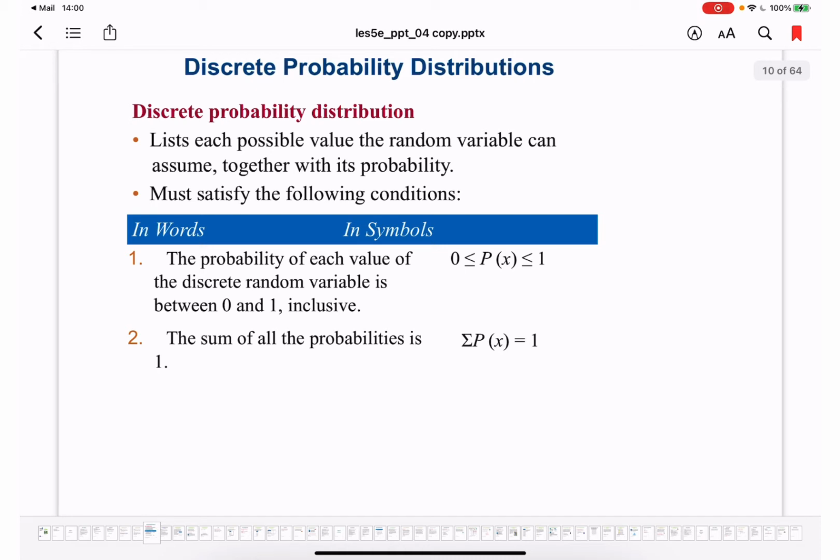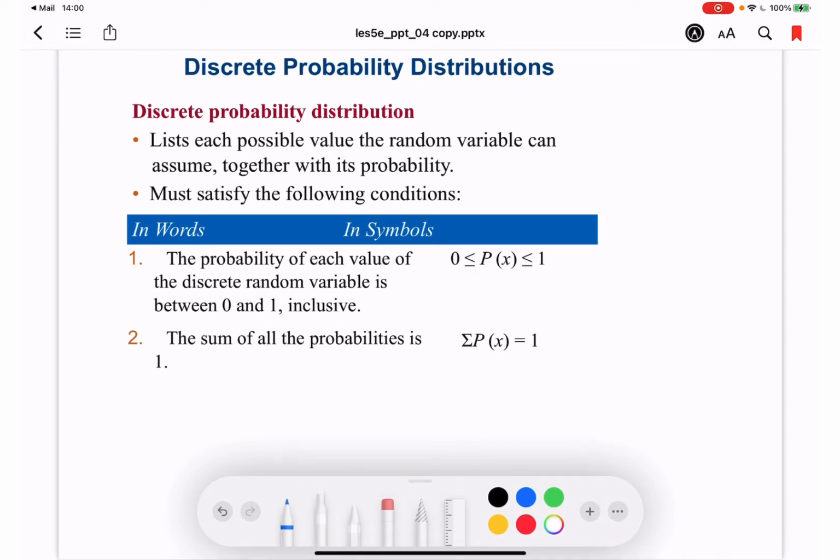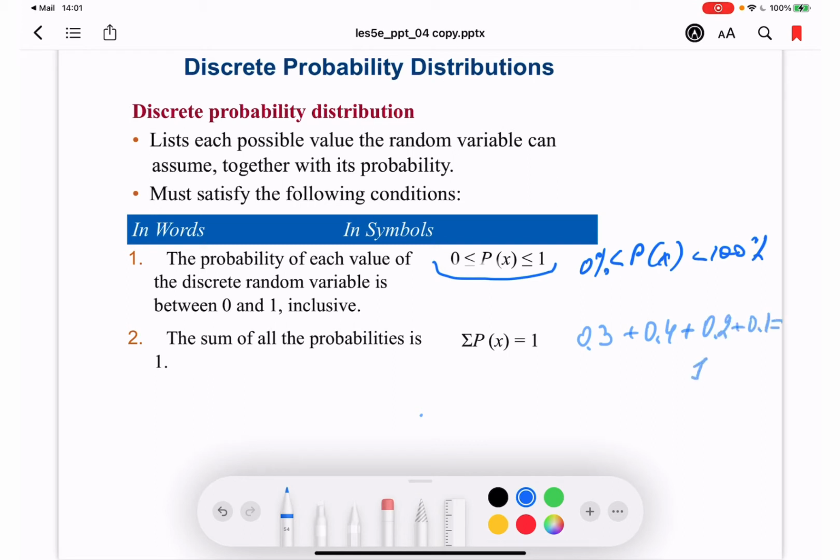First of all, we are going to learn that the probability of each value of the discrete random variable is between 0 and 1, or the same thing, between 0% and 100%. And the sum is going to be 1 because 100%, right? Be it 0.3, and then 0.4, and then another 0.2, and then 0.1. It still gives you 1, which is 100%. All right?